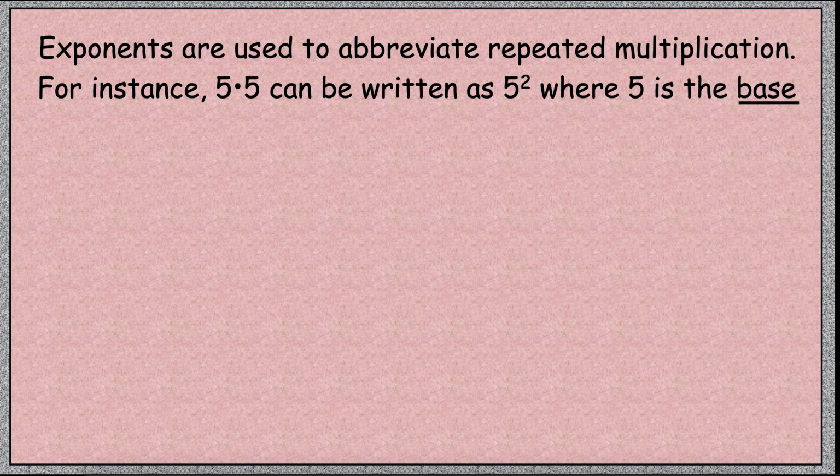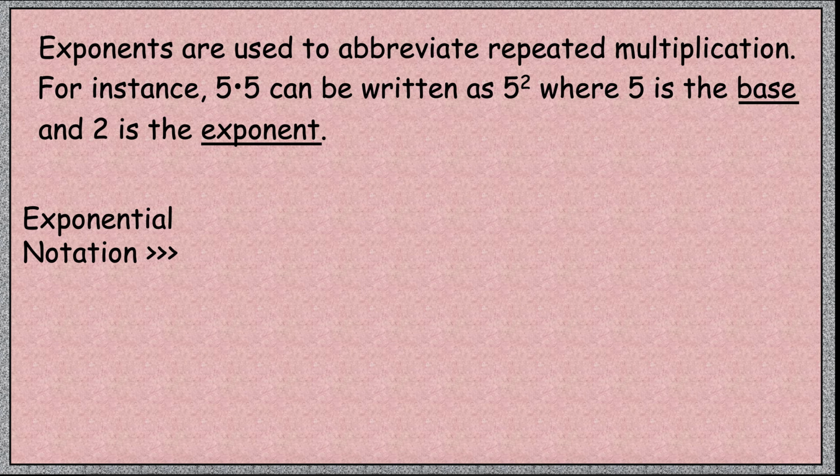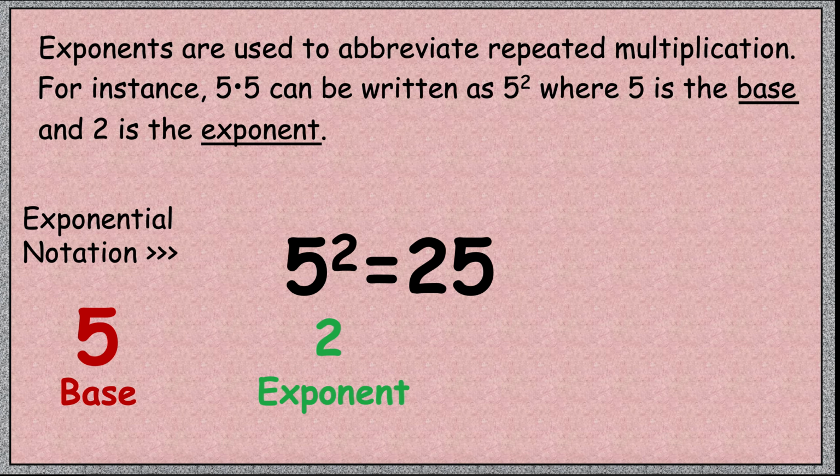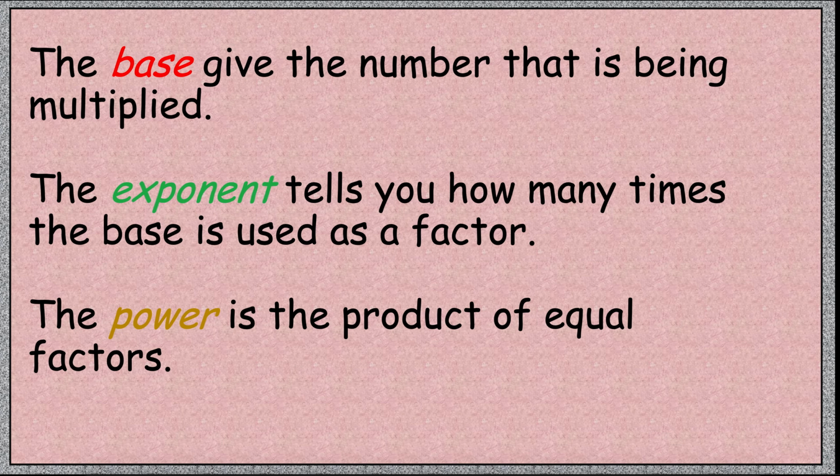Exponents are used to abbreviate repeated multiplication. For instance, 5 times 5 can be written as 5 squared, where 5 is the base and 2 is the exponent. In exponential notation, 5 squared is 25. So again, 5 is the base, 2 is the exponent, and 25 is the power.